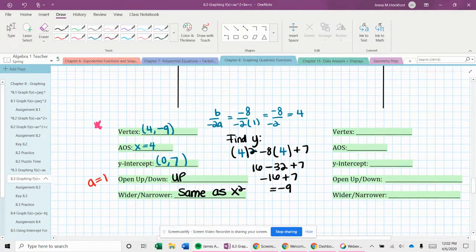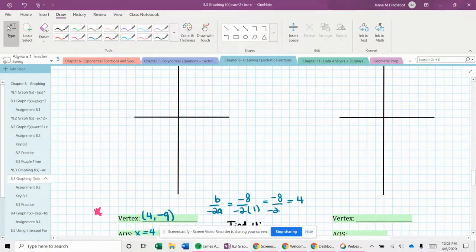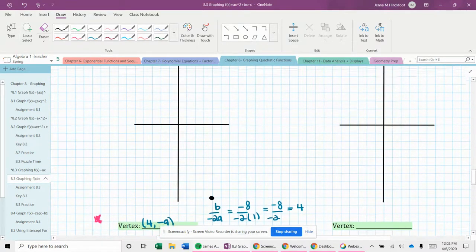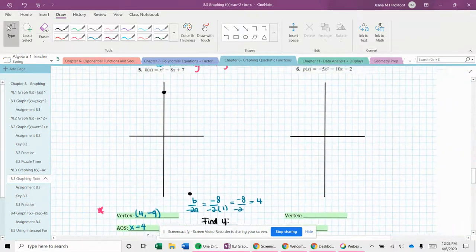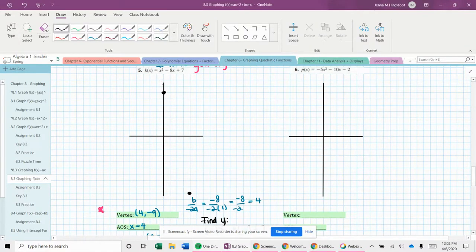So again, that is what you answered, but let me show you the graph in case you decided to try that for the vertex. Your y-intercept is 0, 7. Ooh, that is huge. So it would look like, oh my gosh, that's horrible. Your AOS. That is it for graphing ax squared plus bx plus c.